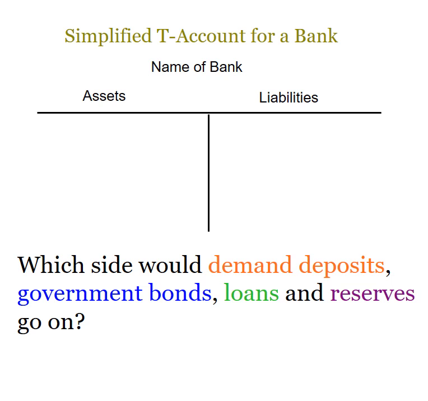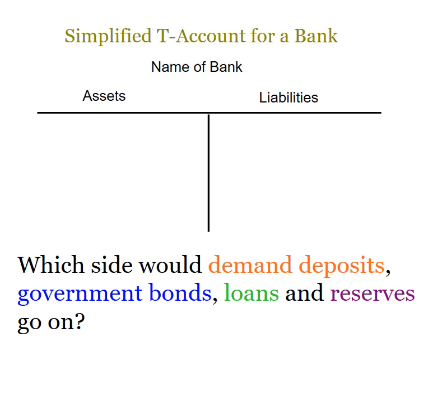We have a simplified T account for a bank, and it's simplified in the sense that there's no dollar amounts attached to any of these things. We're just seeing would each of these categories count as an asset or liability for a bank. So when you're drawing this on your notes, remember assets are always on the left, liabilities are always on the right. And we need to have a title because it's important to differentiate, is this a T account for a bank or for a business? Because sometimes things are assets for one group and liabilities for the other.